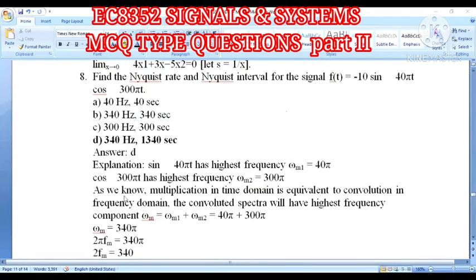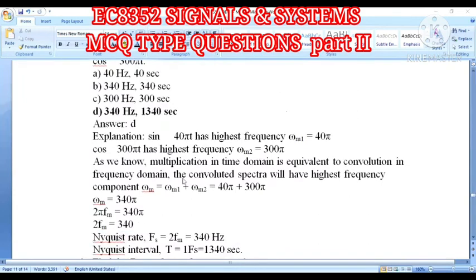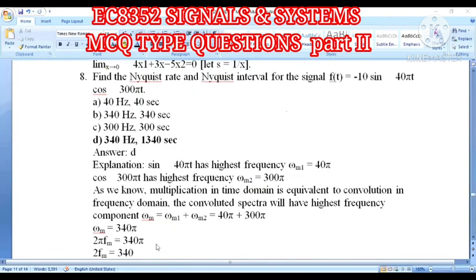As we know, multiplication in time domain is equal to convolution in frequency domain, isn't it? Multiplication in time domain is equal to convolution in frequency domain according to the property. The convolved spectra will have the highest frequency. So omega m is equal to omega 1 plus omega 2. I add these two frequency values, 40 pi plus 300 pi. So you can get 340 pi. Okay, now from this, you have to find out the Nyquist rate and Nyquist interval.